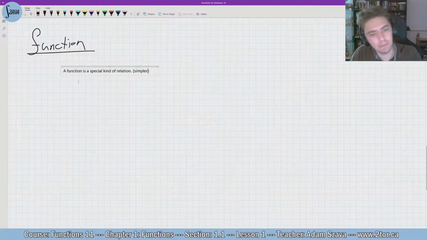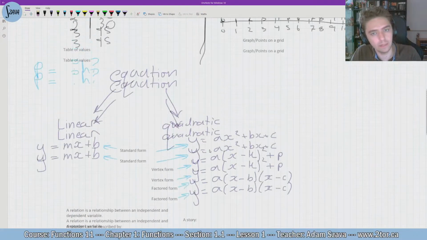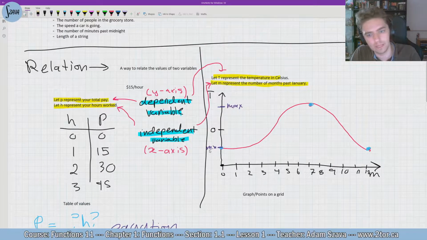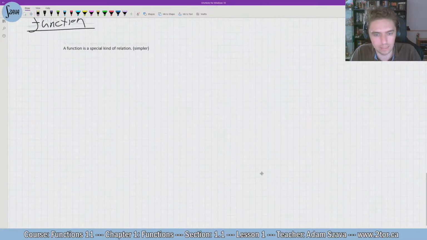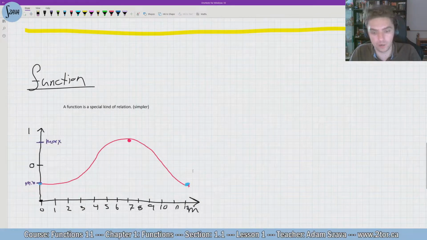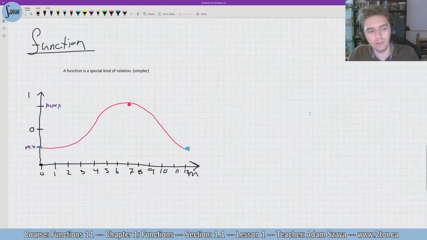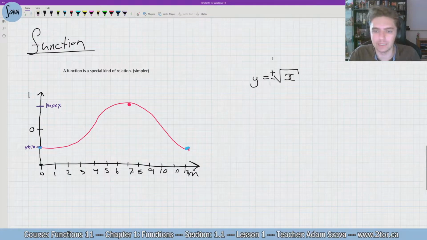So let's compare two different situations. I'm going to use this graph up here that I did, the temperature that we have, as the months go by. And I'm going to compare another graph here that I'm going to make. My other example is going to be the relation described by y equals the square root of x. And remember, plus or minus here. I'm going to include the plus or minus.